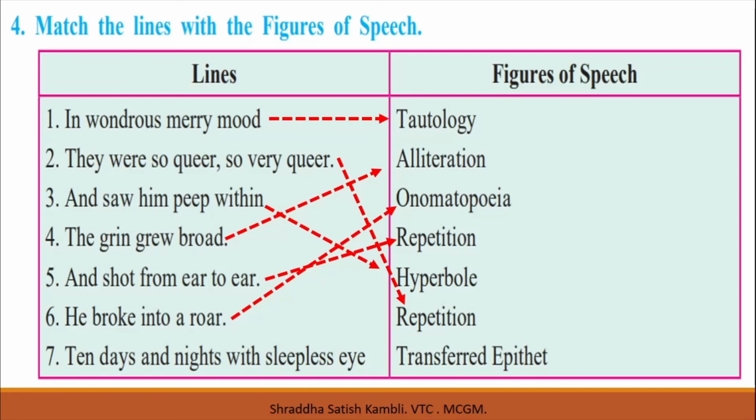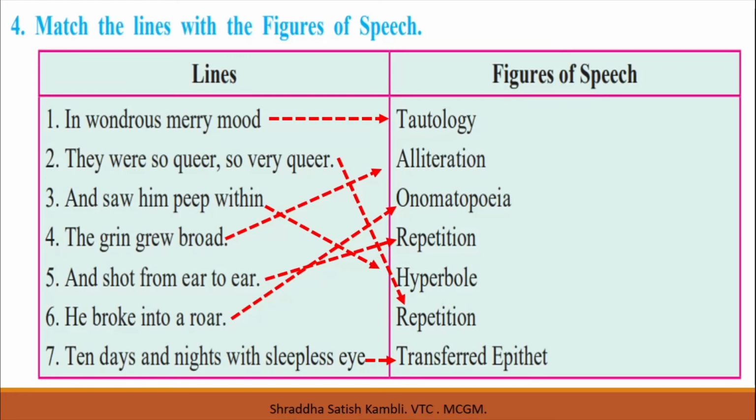And last one, transferred epithet means the quality of one thing is transferred to another thing. Ten days and nights with sleepless eye. So the eye is never sleepless, the person is sleepless. So the quality of the person has been transferred to the eye. So it is an example of a transferred epithet.